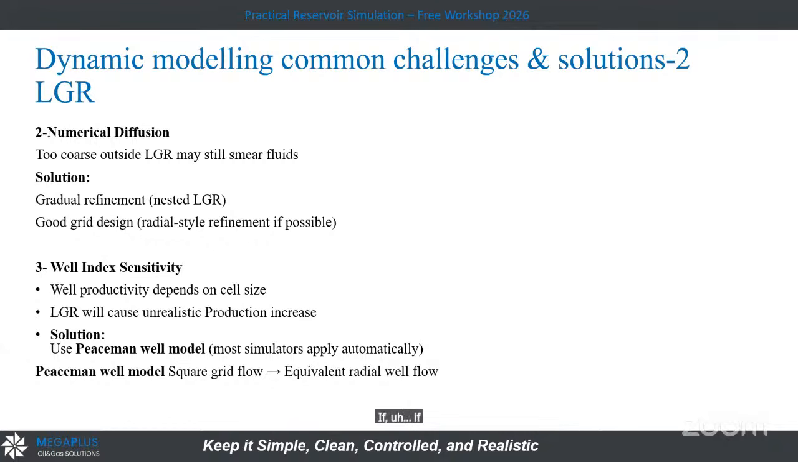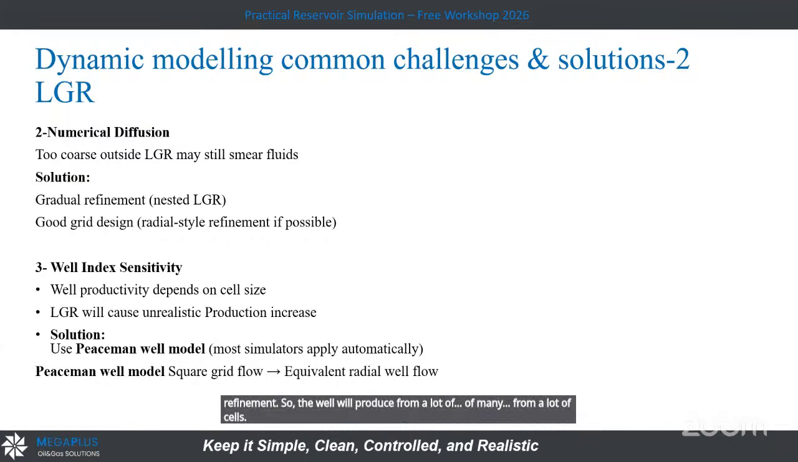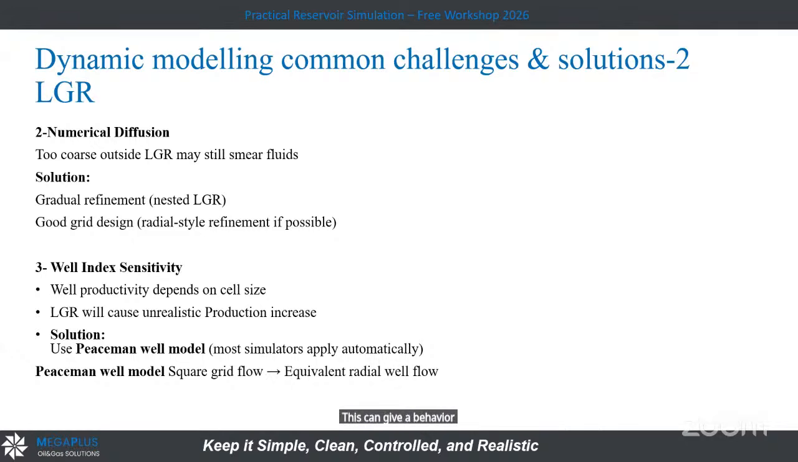If I made this cell refinement, the well will produce from a lot of cells. This can give a behavior of production more than the real one. So I have to make something about the cells.